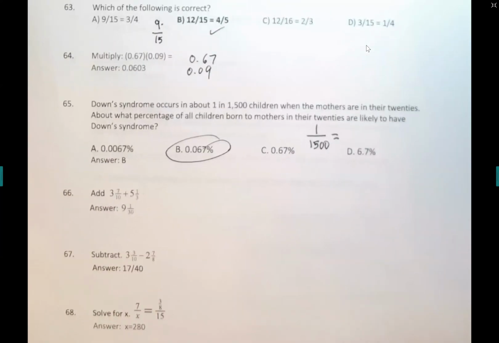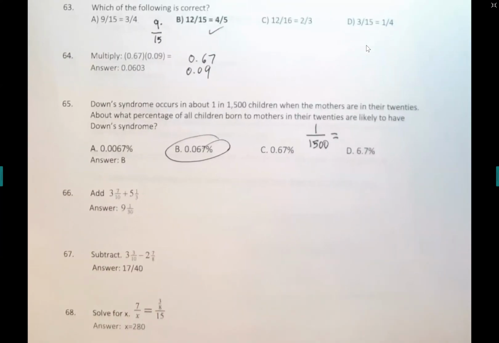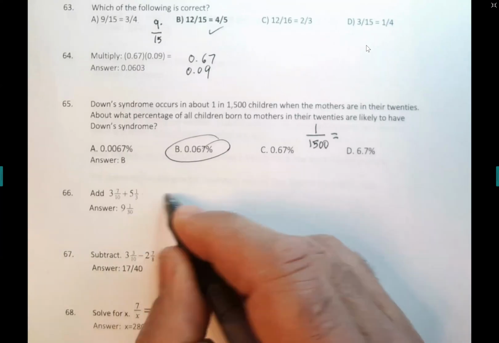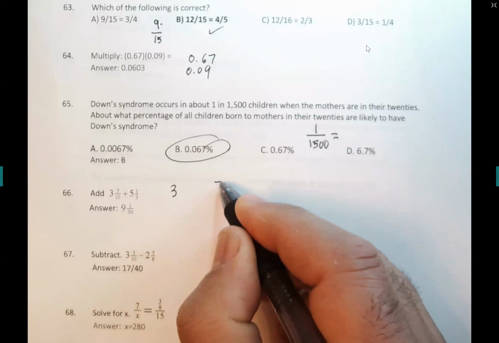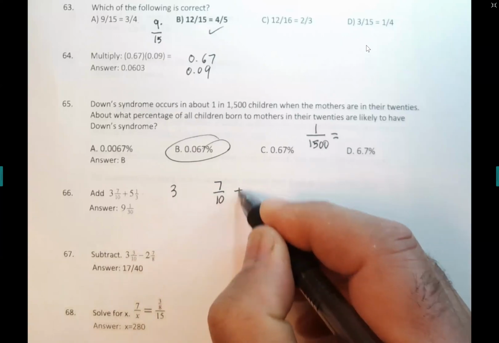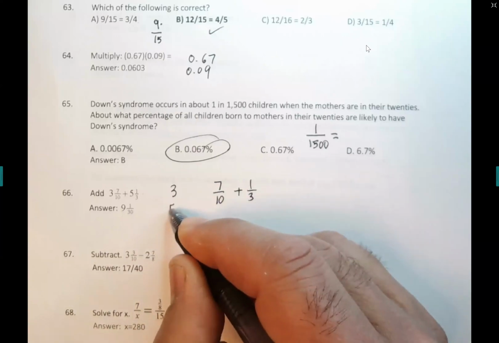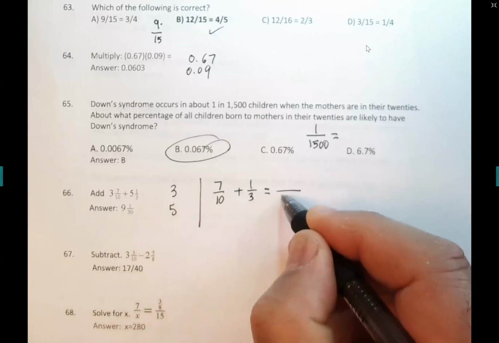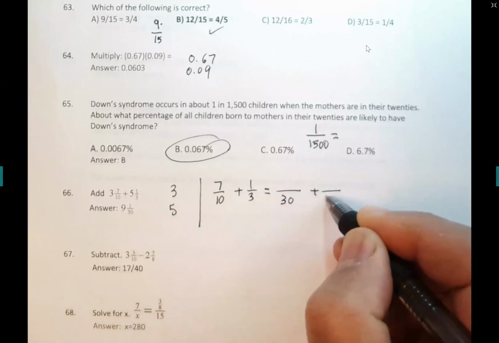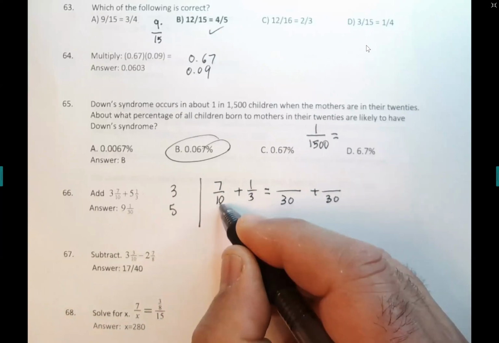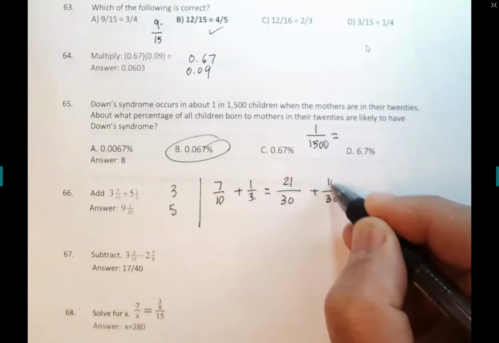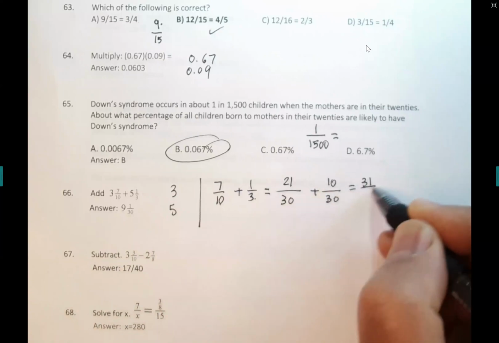Add 66, 3 7/10 and 5 1/3. If you like, I can do this. I'll do the fractions together and the whole numbers together. So let's do them separately. We need a common denominator. That's 30. So you need to multiply by 3 here. It will be 21. And you need to multiply by 10 there. So it will be a 10. So I got 31 over 30.